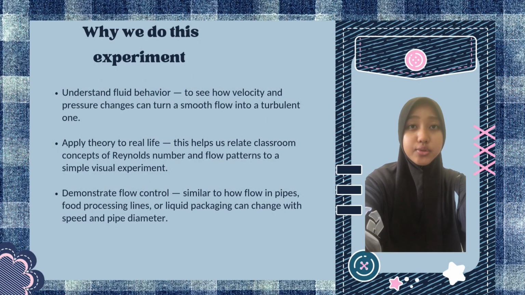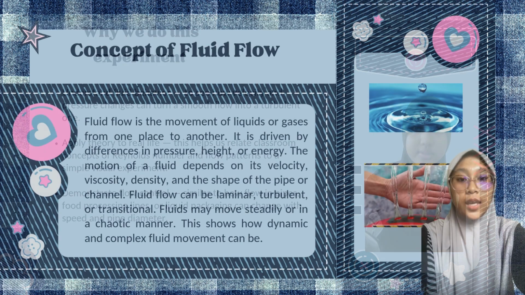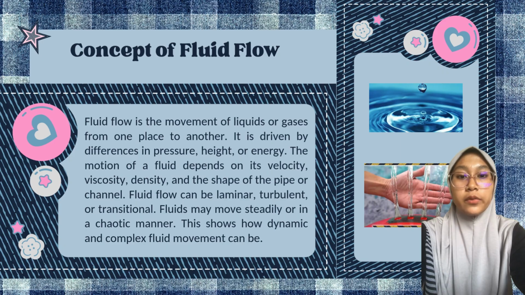This experiment is also to understand fluid behavior, to see how velocity and pressure changes can turn a smooth flow into a turbulent one. And also it applies theory to real life. This helps us relate classroom concepts of Reynolds number and flow pattern to a simple visual experiment, and also demonstrates flow control, similar to how flow in pipes, food processing lines, or liquid packaging can change with speed and pipe diameter. Next, I'm going to explain the concept of fluid flow.